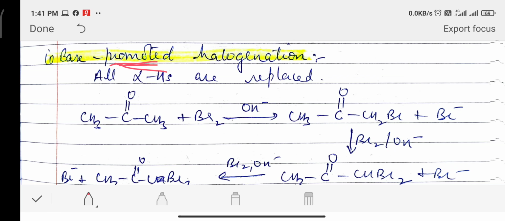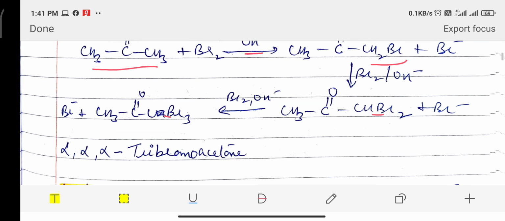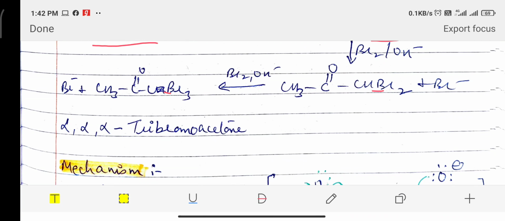In base promoted halogenation, all the alpha hydrogens are replaced with halogens. That is, if we take acetone with bromine in the presence of base, one hydrogen is replaced with bromine. If we continue, the second hydrogen is also replaced, and if we further continue, all the hydrogens are replaced with halogen. So we get alpha tribromoacetone, that is, all the alpha hydrogens are replaced.